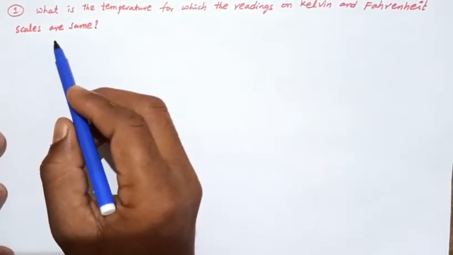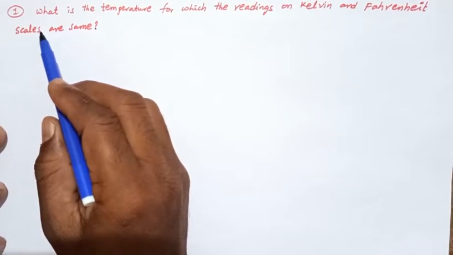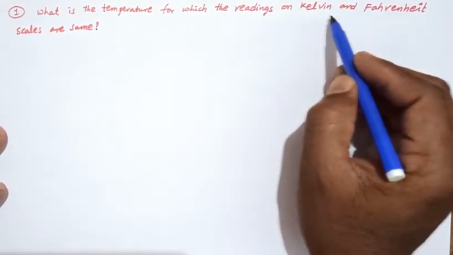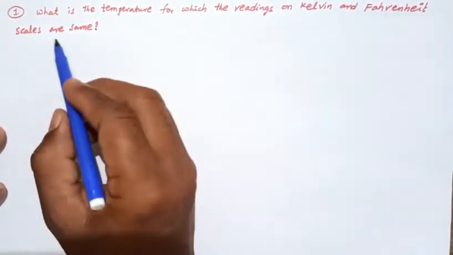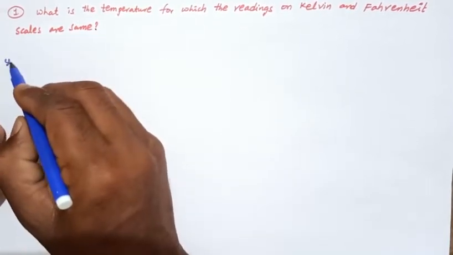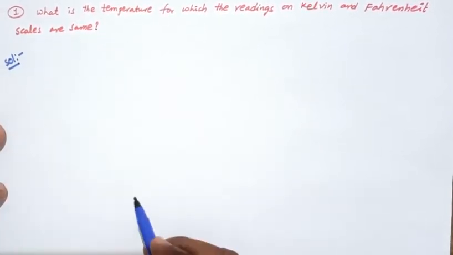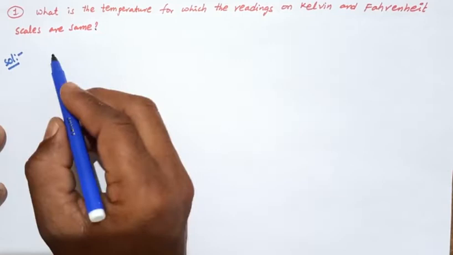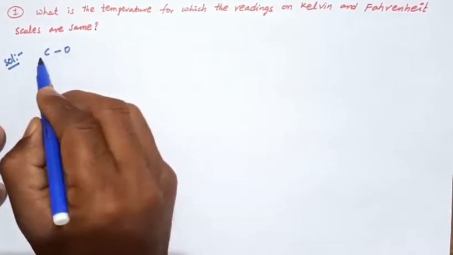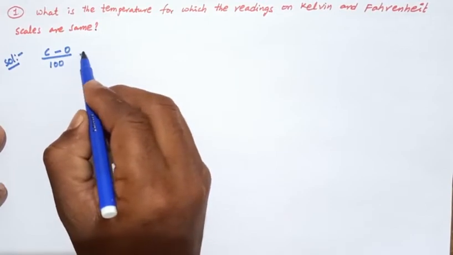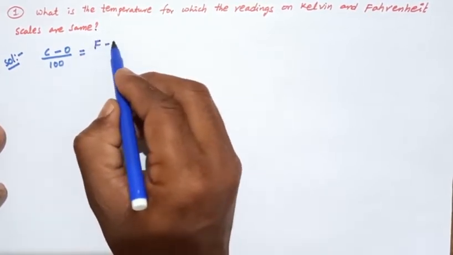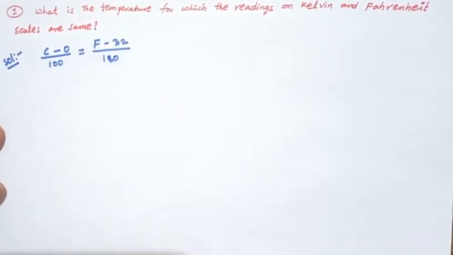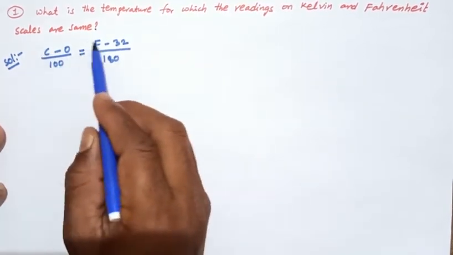Today we will discuss the exercise problems after the chapter. So what is the temperature for which the readings on Kelvin and Fahrenheit scales are the same? So here the relation between the Celsius scale and Fahrenheit scale, we know that (C minus 0) by 100 equals (F minus 32) divided by 180. So this is the relation between the Celsius scale and Fahrenheit scale.